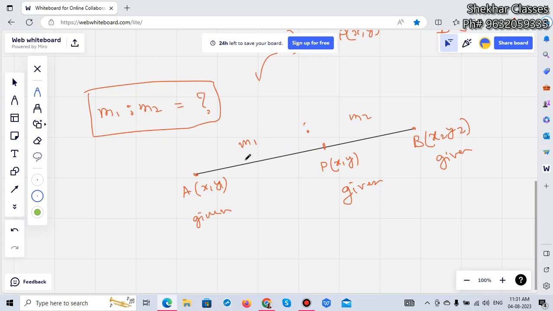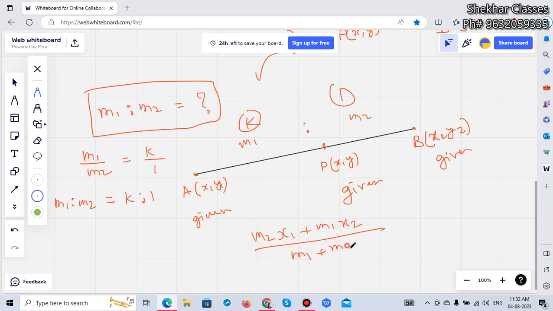And what is the K method? You will say, I do not know what the ratio between M1 upon M2 is. I will take it as K is to 1. Let M1 is to M2 be equal to K is to 1, which means M1 is K and M2 is 1. Got my point? Then you can substitute it in the formula that we have, that is M2 x1 plus M1 x2 upon M1 plus M2.